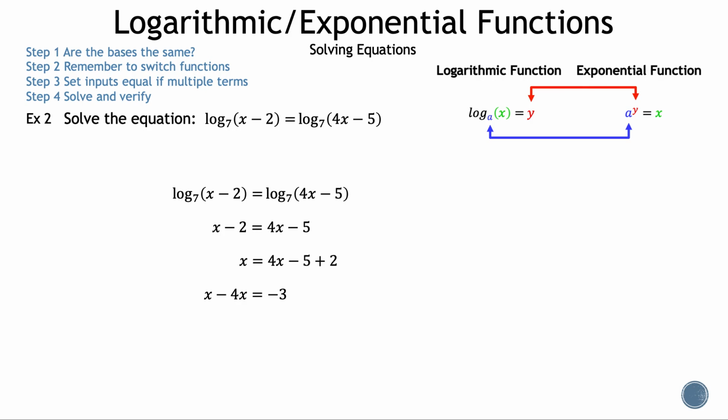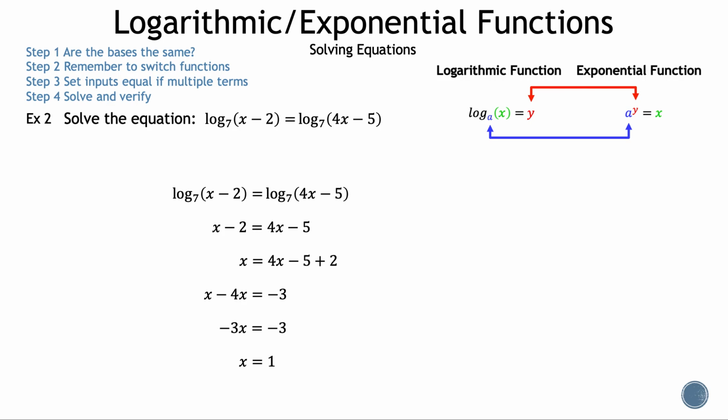That is correct. We subtracted 4x on both sides. Now, let's combine the like terms on the left side, and our result is negative 3x is equal to negative 3. Let's divide both sides by negative 3, and our result is x is equal to 1.